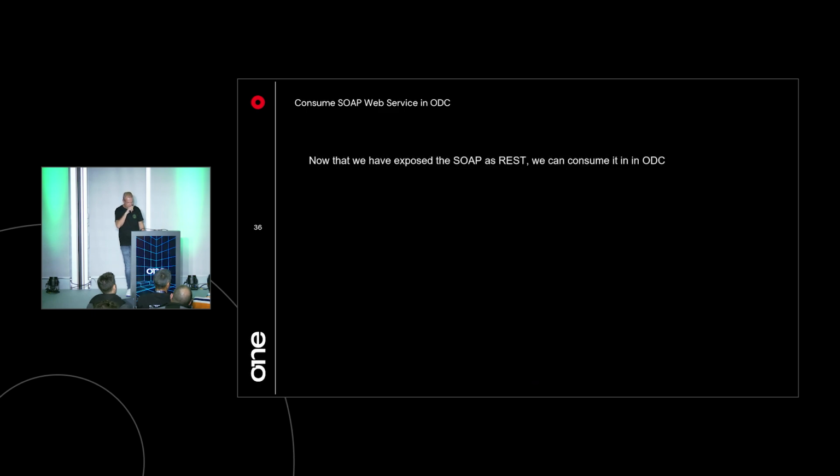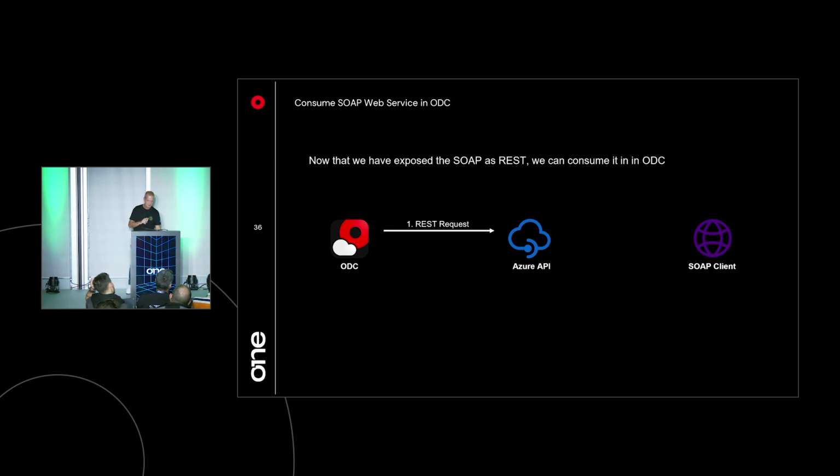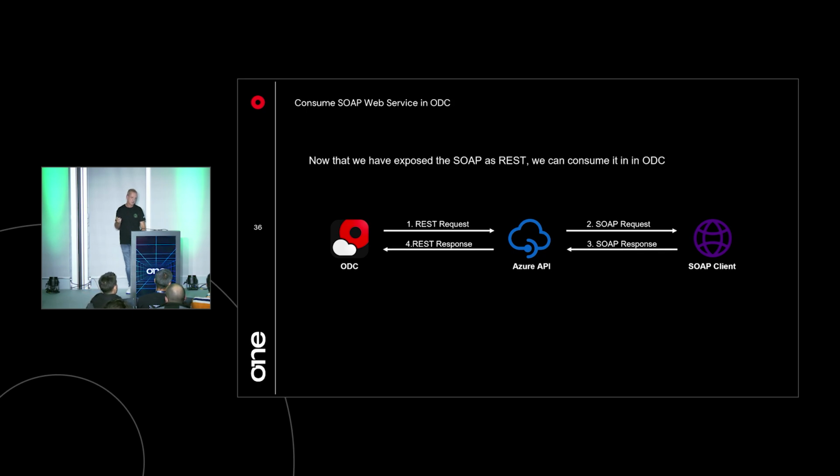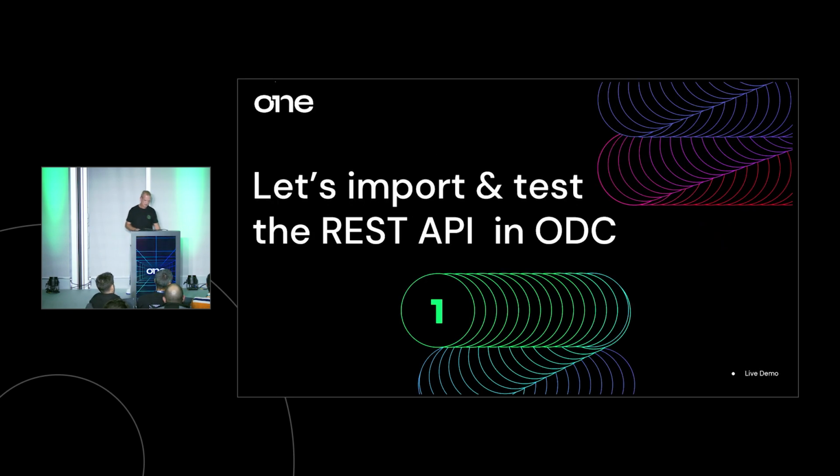So now that we have exposed the SOAP as a REST, we can consume it in ODC. One more time to repeat. So what is happening? ODC sends out a REST request. It gets translated to a SOAP request. We get a SOAP response back, which is translated back to a REST response. This is what we have achieved. So let's see how this works.